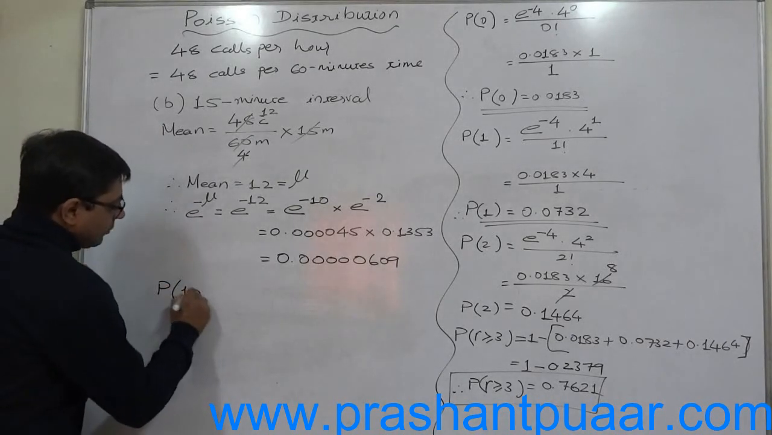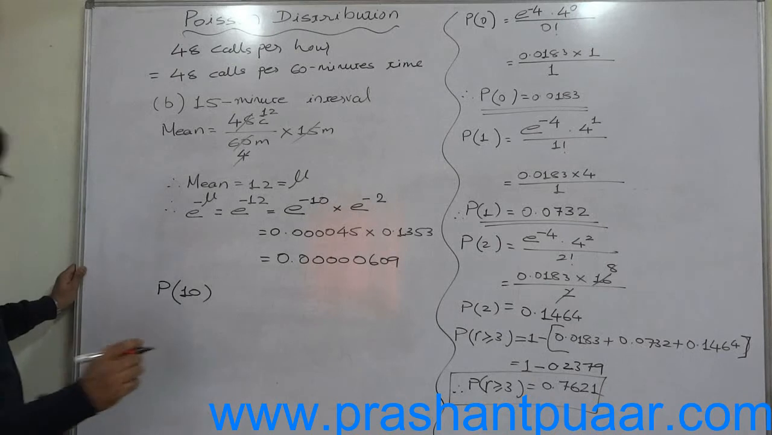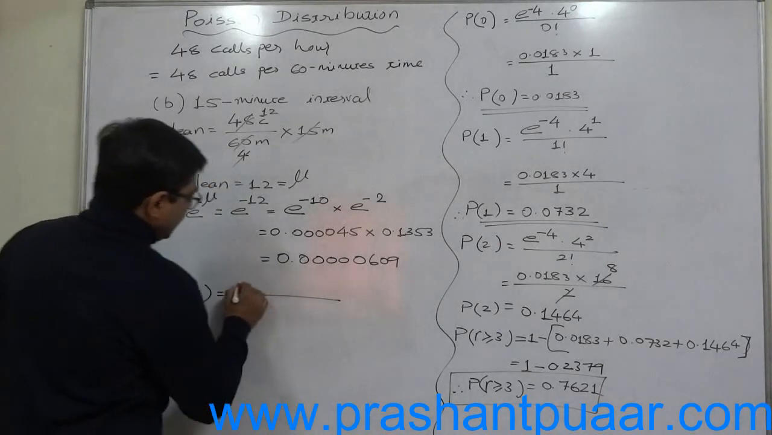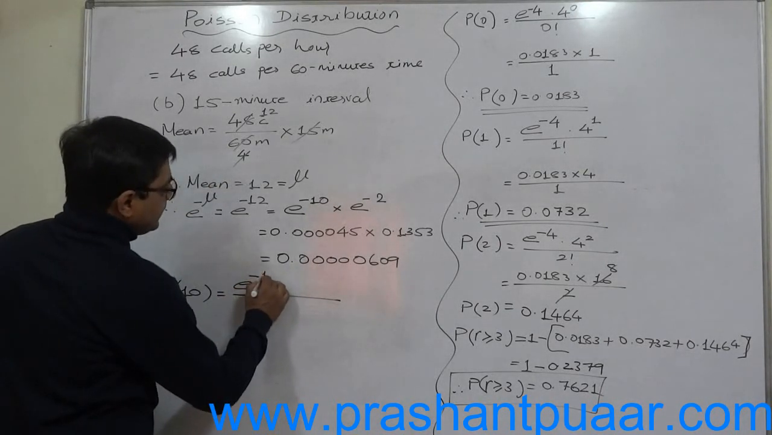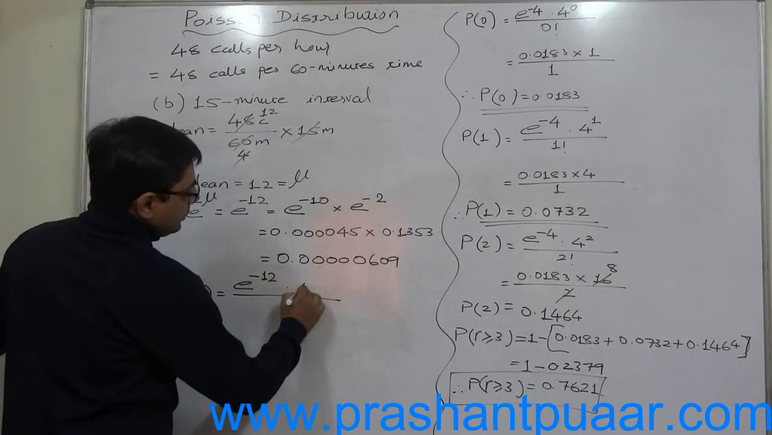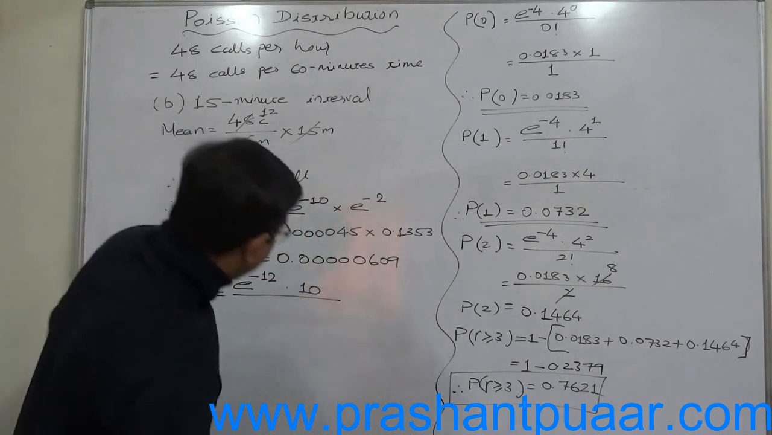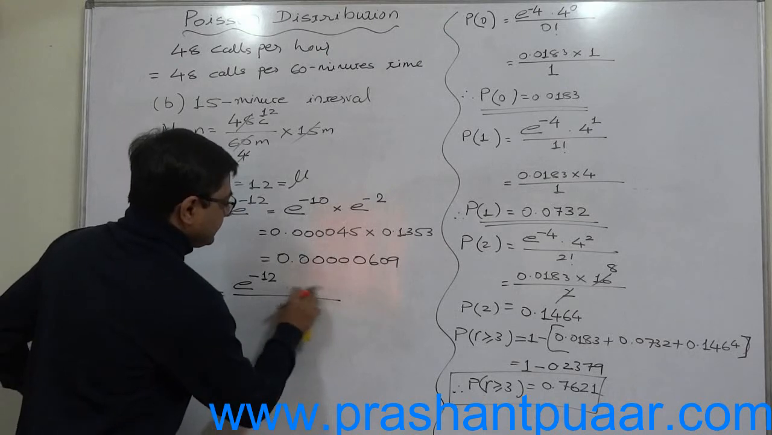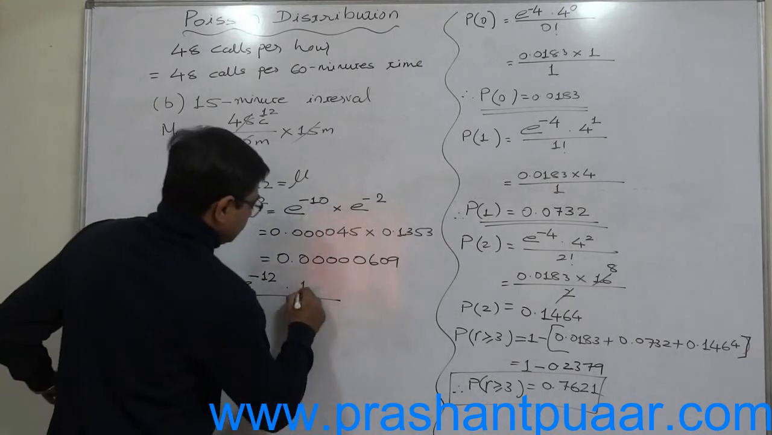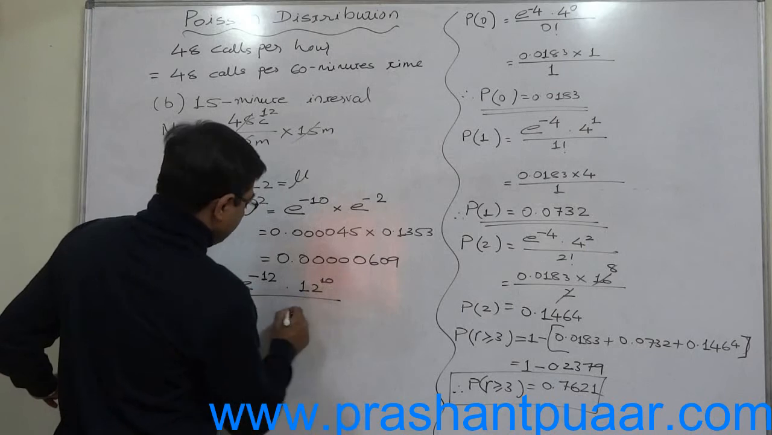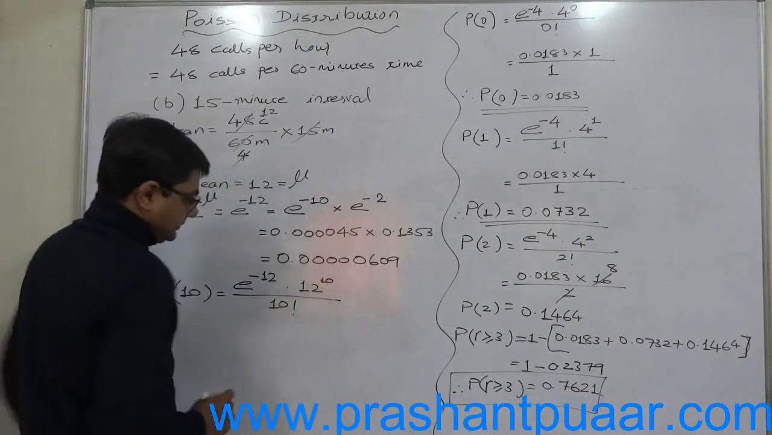Now, we require to find out the probability of exactly 10 calls in 15 minutes. So exactly 10 calls means P of 10 equals e raised to minus mean into mean raised to r, that means mean raised to 10, upon 10 factorial.